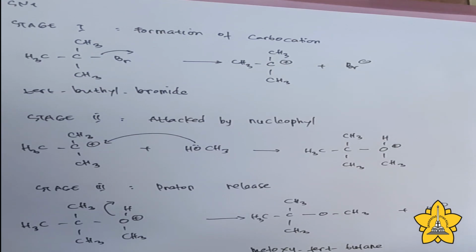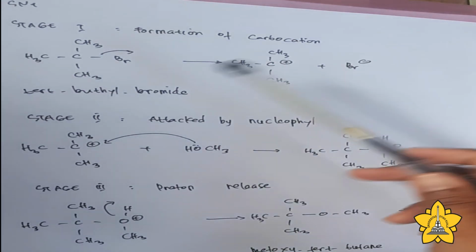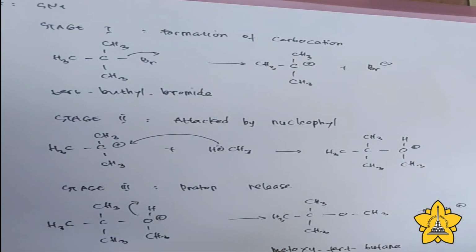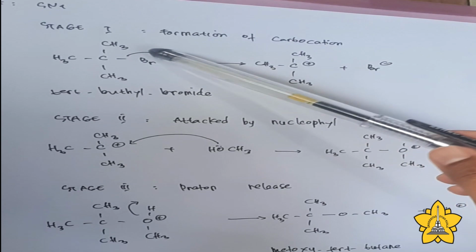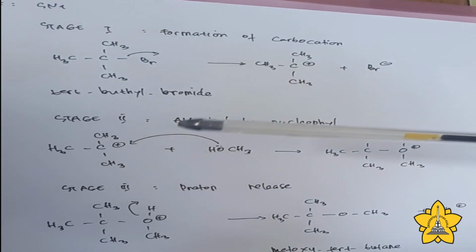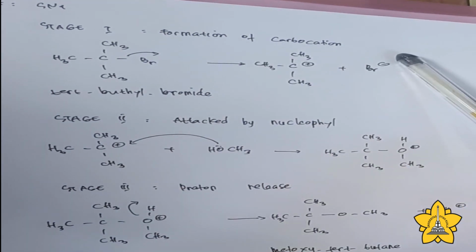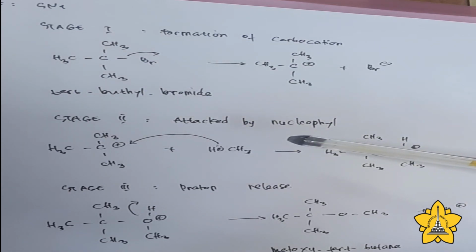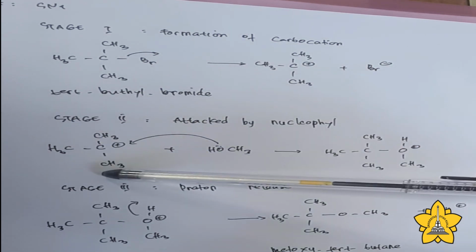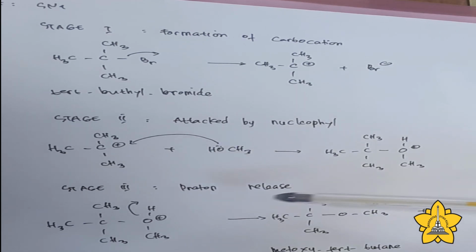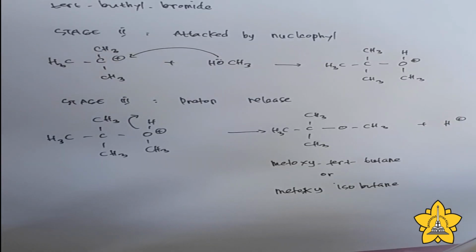And the other type of substitution reaction is nucleophilic substitution 1. In this substitution reaction, we have three steps in the mechanism. The first step is the formation of the carbocation, and the second step is the nucleophile attacking the carbocation. And the third step is the release of the proton of the nucleophile.